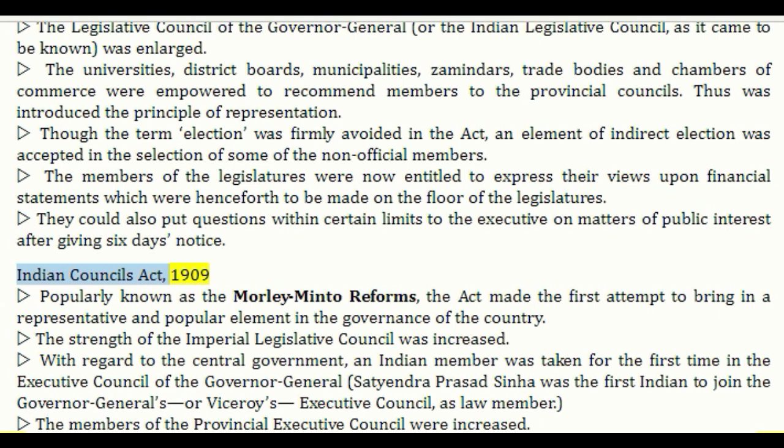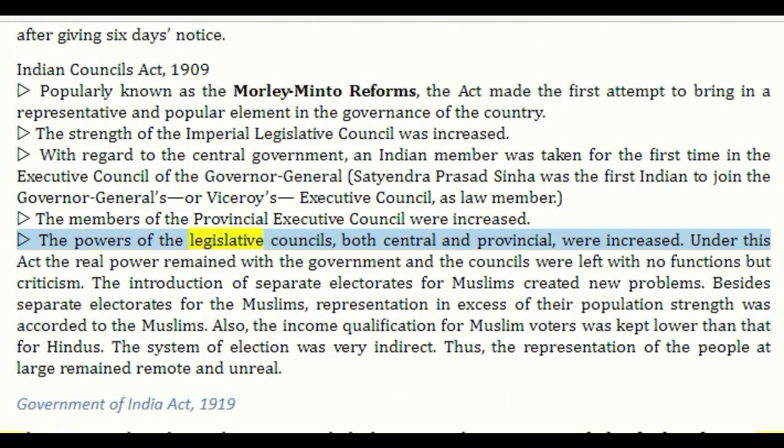Indian Councils Act, 1909, popularly known as the Morley-Minto Reforms. The Act made the first attempt to bring in a representative and popular element in the governance of the country. The strength of the Imperial Legislative Council was increased. With regard to the central government, an Indian member was taken for the first time in the Executive Council of the Governor-General. Satyendra Prasad Sinha was the first Indian to join the Governor-General's, or Viceroy's, Executive Council, as law member. The members of the Provincial Executive Council were increased. The powers of the legislative councils, both central and provincial, were increased.